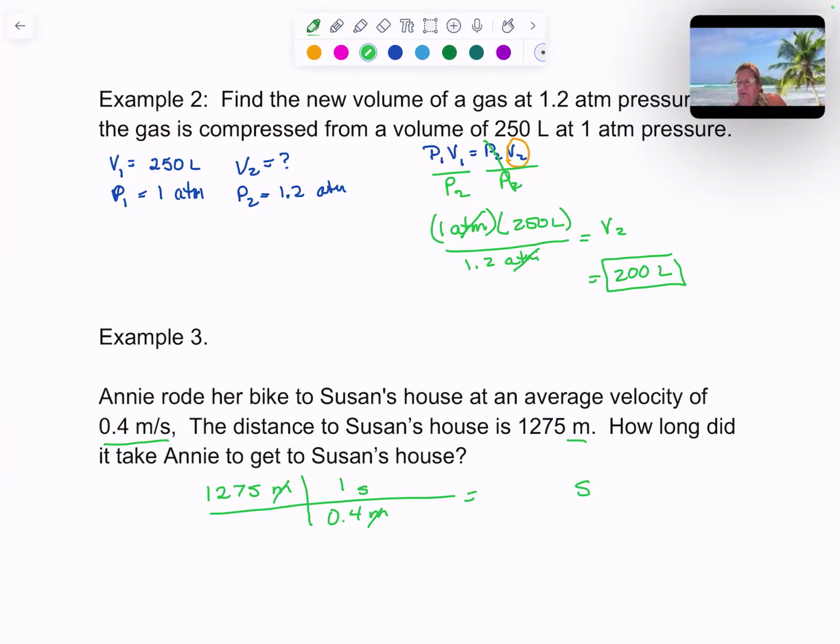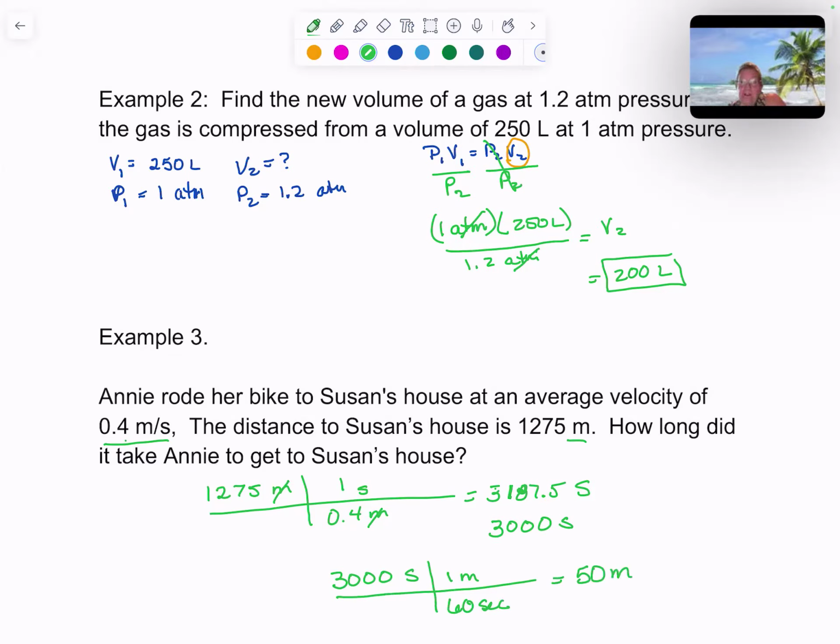1275 divided by 0.4. Now let's look, 1 significant figure. So mathematically correct is 31887.5 seconds. But I want 1 significant figure, so that's going to be 3,000 seconds. Okay, 3,000 seconds is kind of an awkward number to remember or visualize. Well, I know that for every 1 minute, there's 60 seconds. So let's divide it by 60. And it's going to take about 50 minutes at that rate to get to Susan's house.